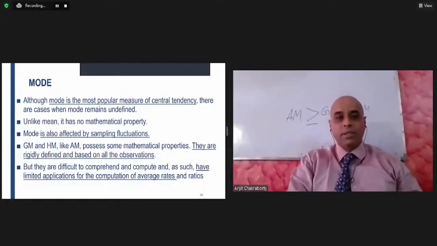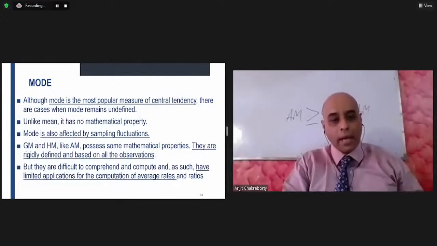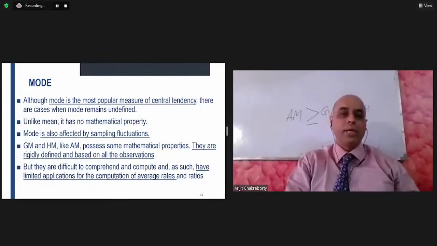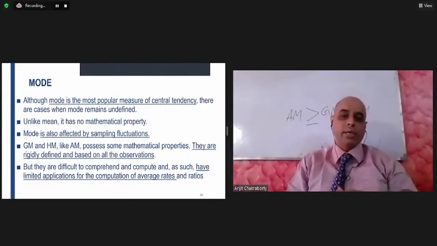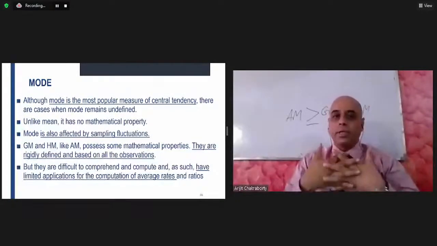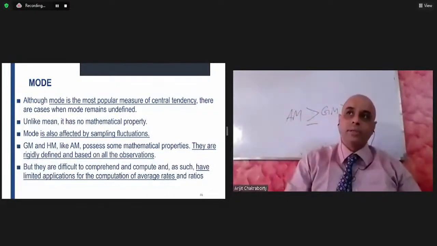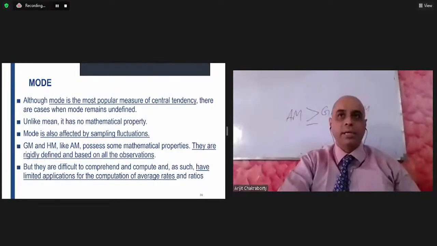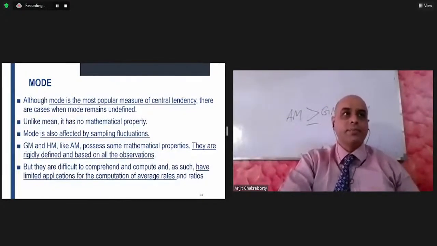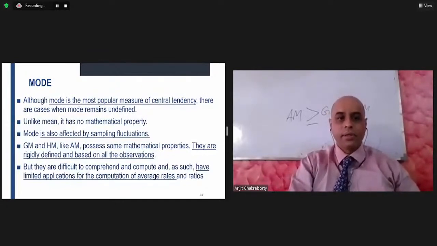Yes, GM and HM are more difficult to understand than AM. So they have limited applications like average rates, ratios. In the case of speed, like we took a number of examples, a motor car traveling certain distances at different speeds. There we have to use HM. Average of rates, speeds, we will use HM, and ratios, of course.